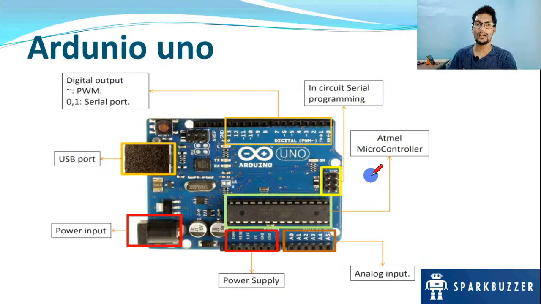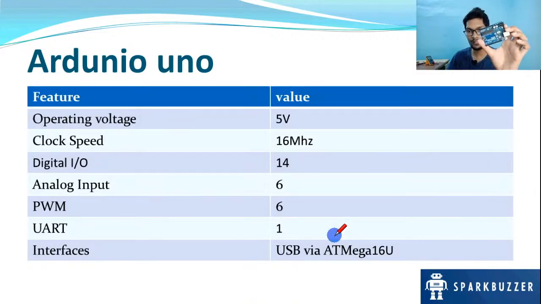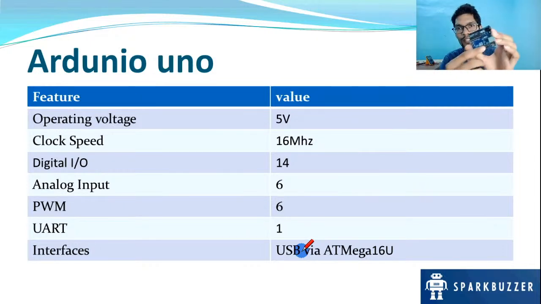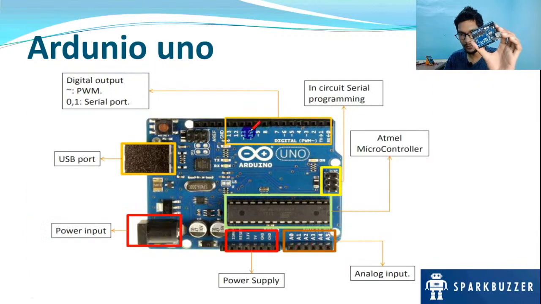So this is the Arduino Uno for the beginners. Arduino Uno, this one. It has 14 digital pins. You can see here, and it has 6 analog pins. These are the 14 digital pins. See here, these are the 14 digital pins, and these are the 6 analog pins.